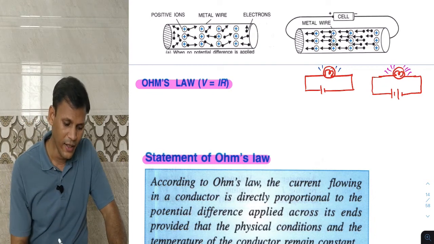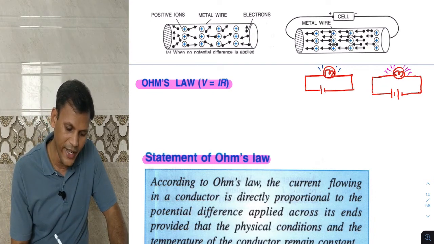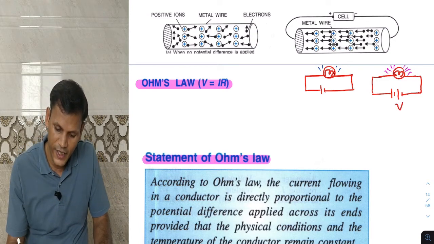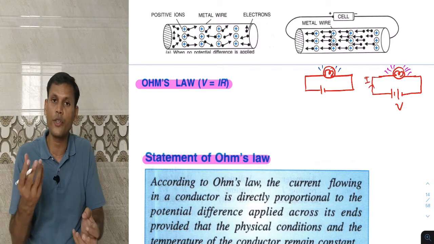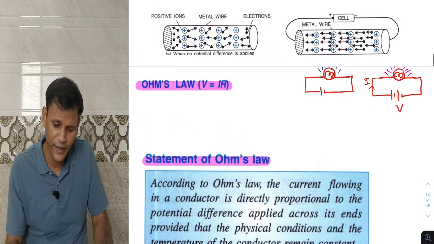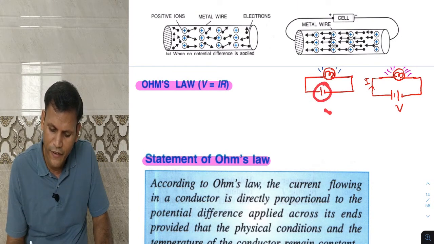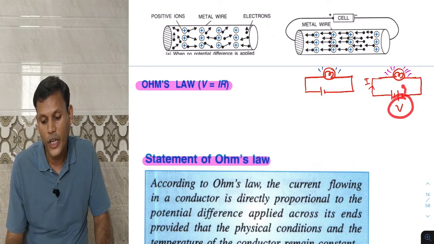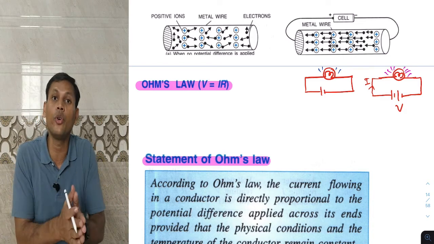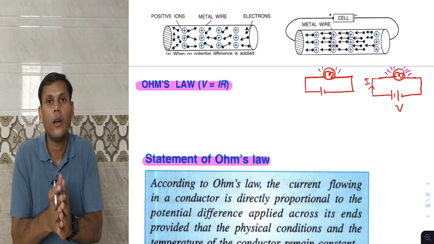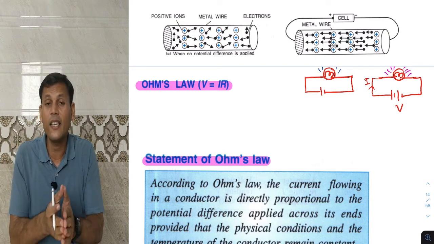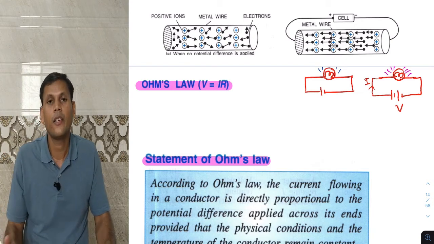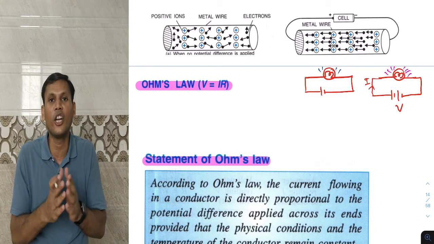As I said earlier, when we apply the battery, then there is potential difference. In the first case, why does the bulb glow? Due to current. So we can say in the first case potential difference was less, current was less, so brightness was less. And in the second case, potential difference becomes more because we use 2 cells. So as potential difference increases, current also increases. As current increases, brightness also increases.